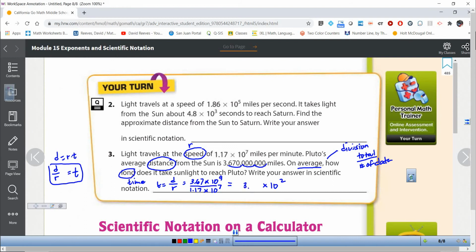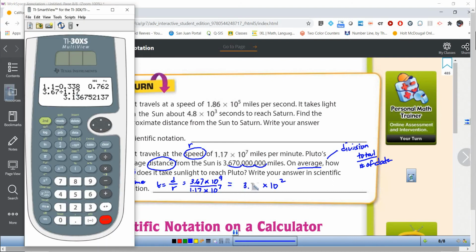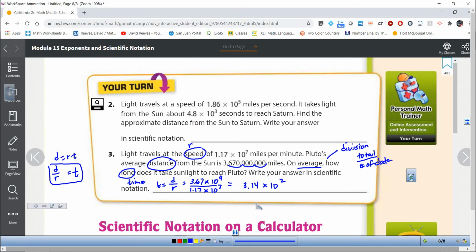So I'm going to go 3.14, okay? 3.14 times 10 to the second. Now what is our units? Let's see, we had miles per minute, and this is time, so it's going to take 3.14 times 10 to the second minutes, which of course is, if they didn't ask for it in scientific notation, 314 minutes. All right, and we know there's 60 minutes in an hour, so it's about 5 hours, right? 5 hours and 14 minutes for light to travel from the sun to Pluto.